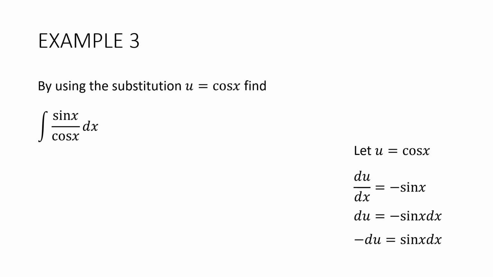So instead of sine x dx, we're going to write negative du, and instead of cos x, we're going to write u. This is a log base e, so it's going to be negative ln u plus c, and then substitute back, we have negative ln cos x plus c.